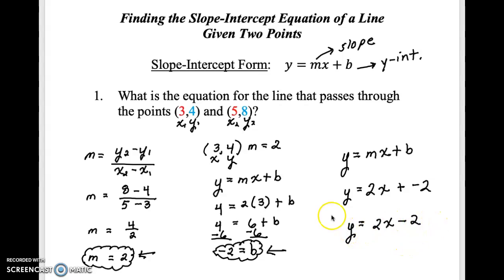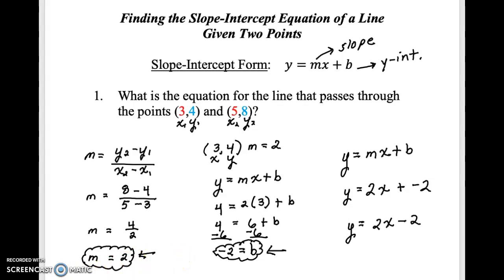Okay, that was our first example. So in summary, just remember, label the points, find the slope. Pick a point and use the slope to plug it into the y equals mx plus b equation. Solve for b, and then finally substitute into the overall equation to find the slope-intercept form.